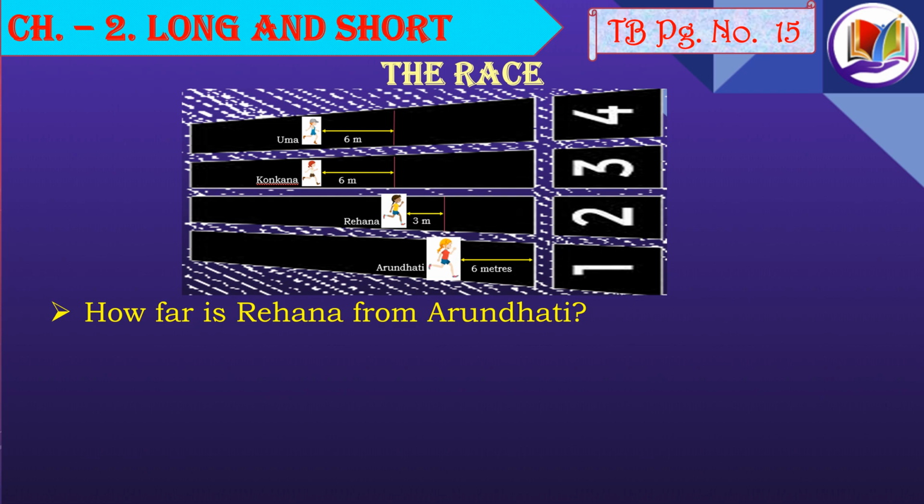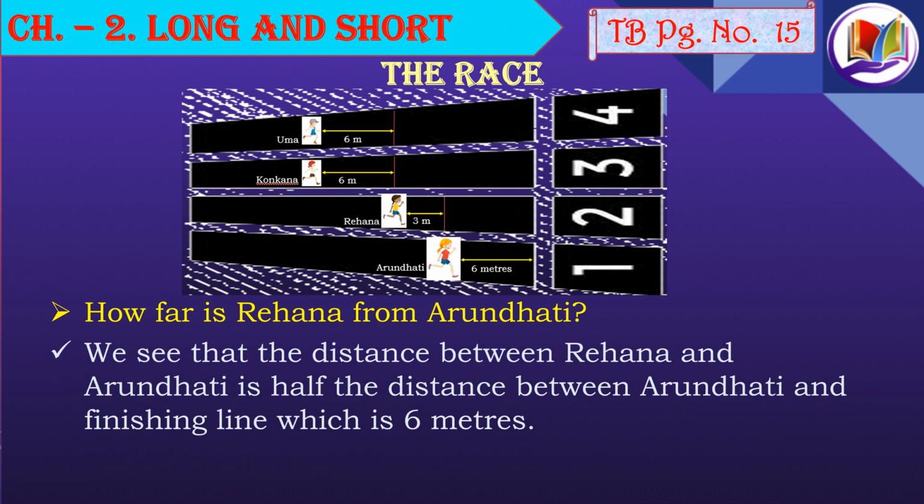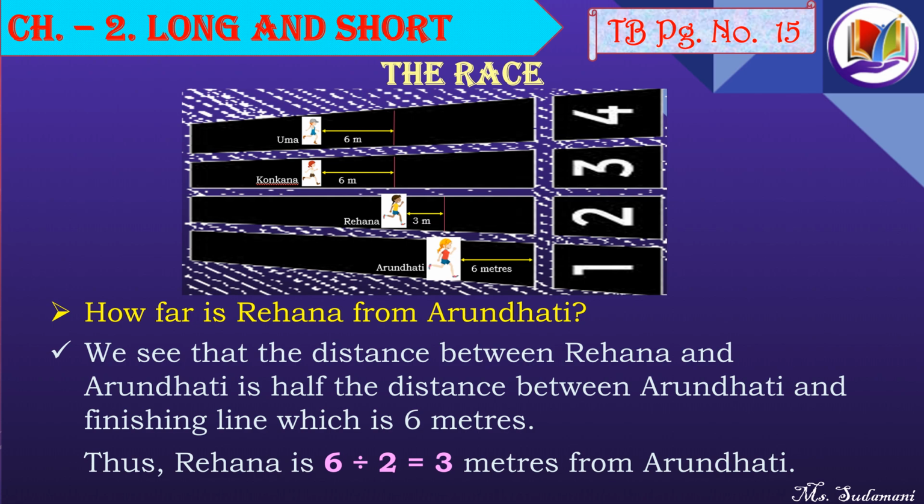Now, how far is Rihanna from Arundhati? Well, if we have a look at the picture, we can see that the distance between Rihanna and Arundhati is half the distance between Arundhati and the finishing line. That is, Arundhati is 6 meters away from the finishing line and Rihanna is half of that from Arundhati, that is, half means 6 divided by 2, that is 3 meters. So Rihanna is 3 meters behind Arundhati.